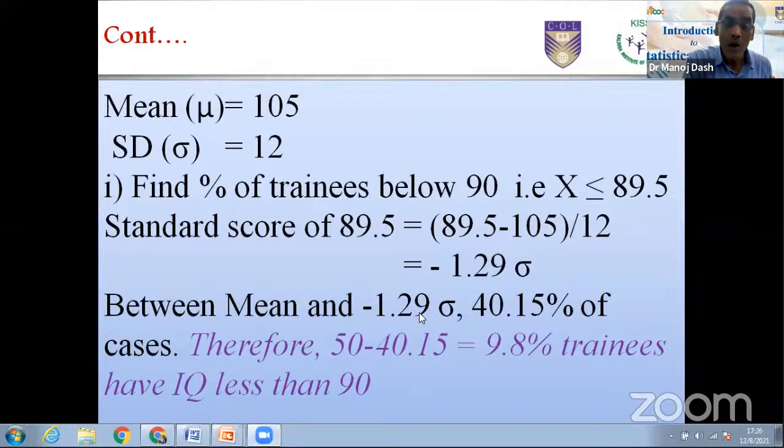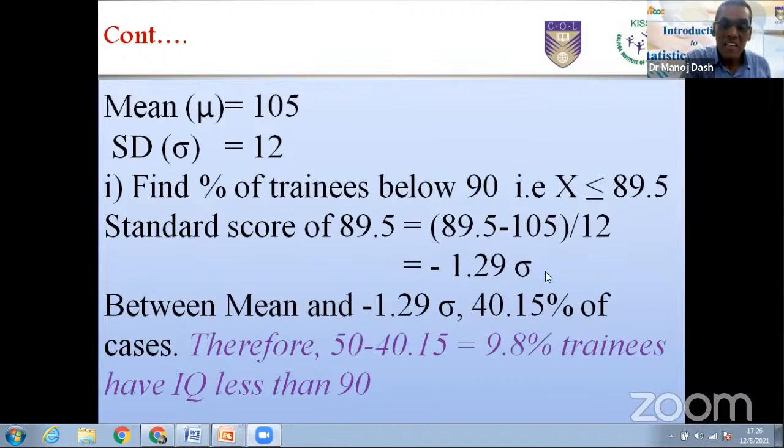Here you need to find what percentage of the area is covered between the mean and 1.29 sigma. For this you need to refer to table A. Table A is already given on the resource page. I hope you must have accessed and downloaded it, or you can use any statistical table available on the internet or in a textbook. That is not a matter. But for your convenience, we have already given you table A, which can be downloaded and easily accessed. If you look at 1.29 sigma, you will get 40.15%. I hope all of you have gone through the table and know how to use it.